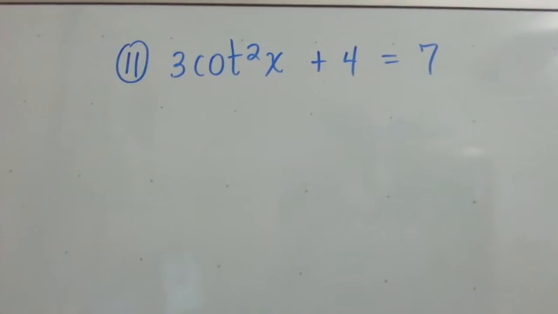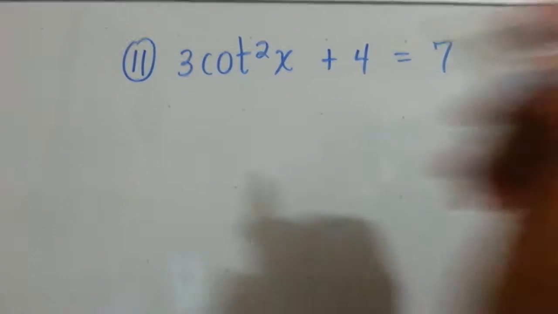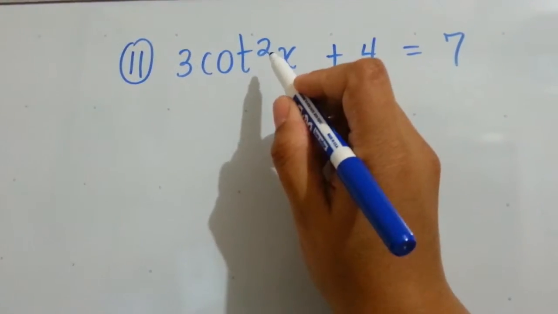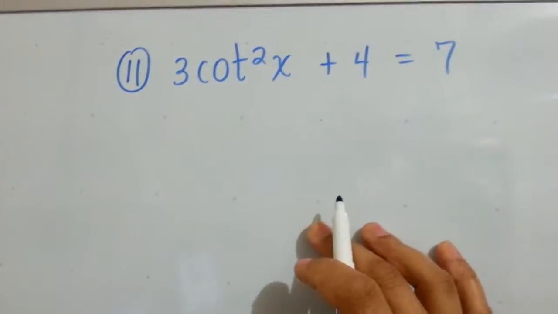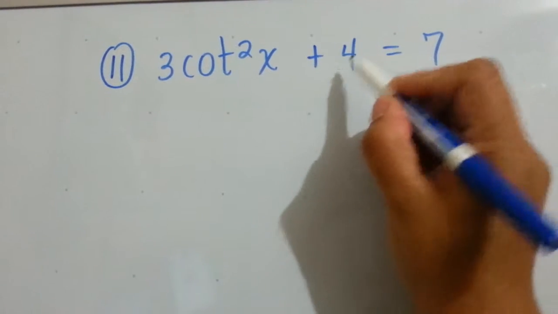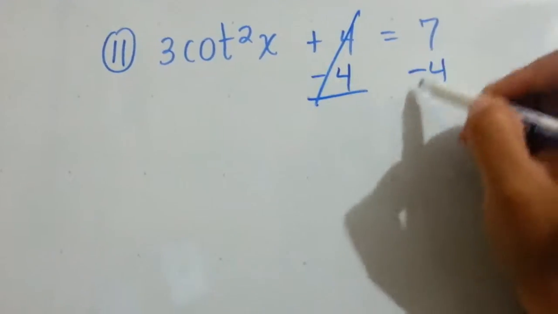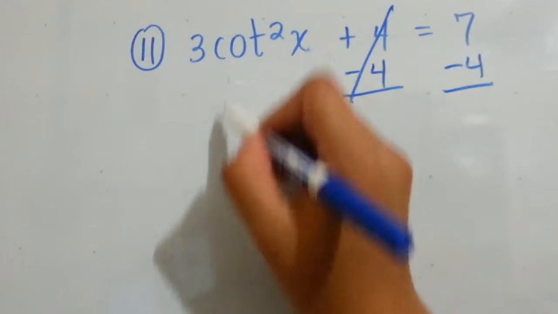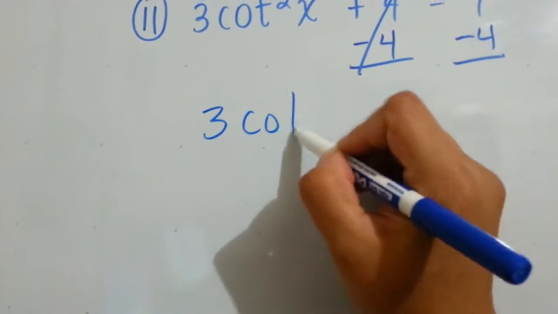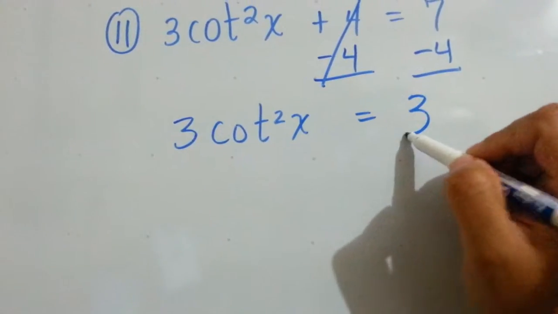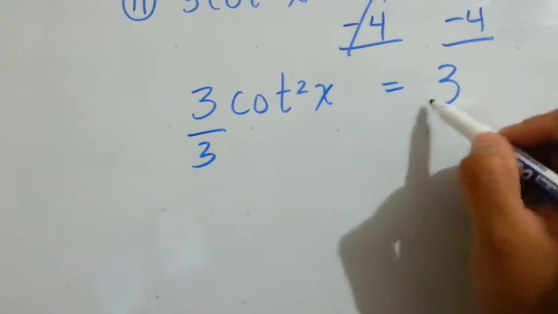Alright, this is problem 11, and notice that this one is cotangent squared. So yes, at the end, you're going to have plus or minus. But right now, we need to collect like terms. The first thing you have to get rid of is this plus 4, so we'll do minus 4. That's gone, but 7 minus 4 is 3. So 3 cotangent squared x equals 7 minus 4, which is 3. And we're going to divide both sides by 3.